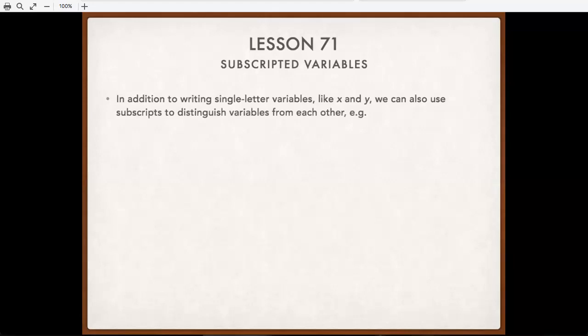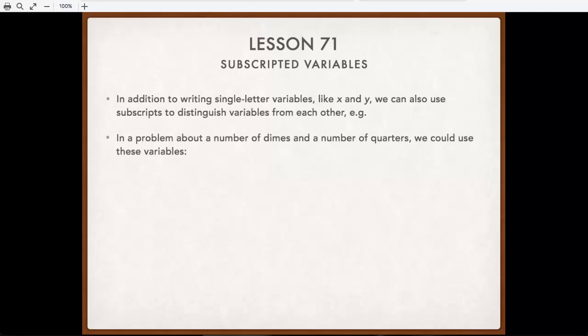So, for this, we'll often use subscripts. For example, if we've got a problem about a certain number of dimes and a certain number of quarters, we could use these variables. Now if we want to use n for number, the problem is that that doesn't distinguish between dimes and quarters. So we might write n subscript d for number of dimes and n subscript q for number of quarters. If we use these as our variables instead of single letters, it'll help us keep straight which one is our dimes and which one is our quarters. And we treat these just like any other variables, paying close attention that we write the correct subscript with the larger number.